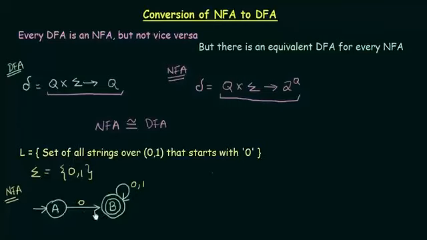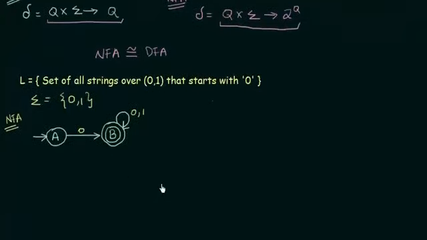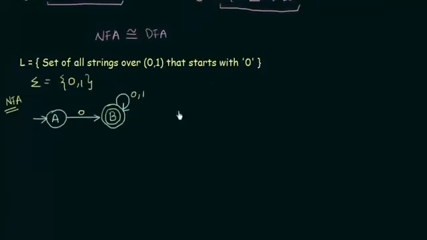Alright, so how do we know it is an NFA? A on getting input 1, I did not mention where it goes. So that is not mentioned, which means it is an NFA. Now before proceeding, let us draw the state transition table for this NFA. I will have my inputs here, 0 and 1, and here I will have my states A and B.